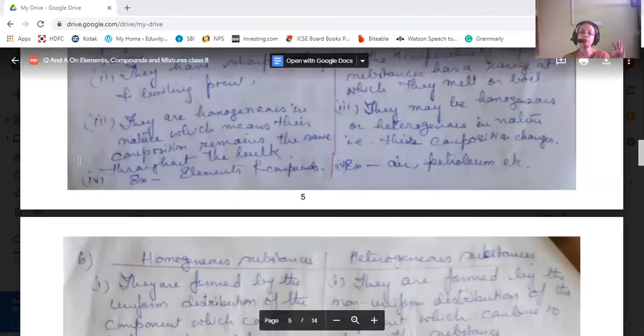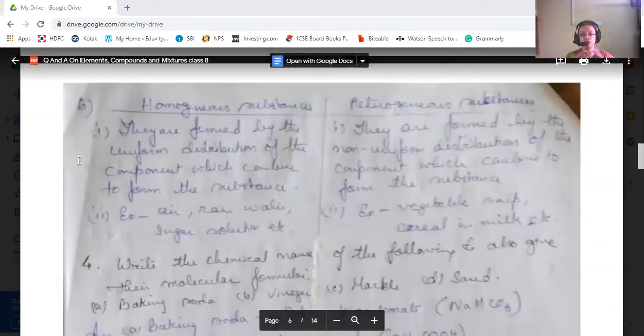Now we come to the difference between homogeneous substances and heterogeneous substances. Homogeneous substances are formed by the uniform distribution of the components which combine to form the substance. The distribution of the constituent substances making this homogeneous substance will be uniform throughout the substance. But in heterogeneous, non-uniform distribution will be there. For example, homogeneous substances are air, rain water, sugar solution, etc. Whereas heterogeneous are vegetable soup, cereals in milk, etc.